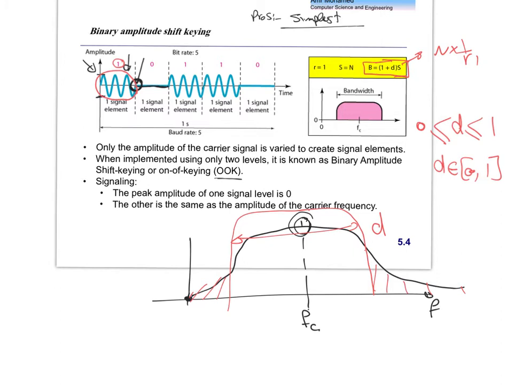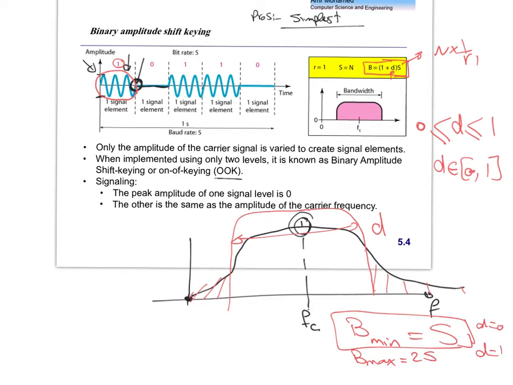So the minimum value for D is 0, right? And at D equals 0, the bandwidth is actually the signal rate, which in that case is N directly. Okay, so that's easy. So the minimum bandwidth equals S, where D equals 0. And the maximum bandwidth is 2S, where D equals 1. Is that clear, guys? So that's the on-off keying.